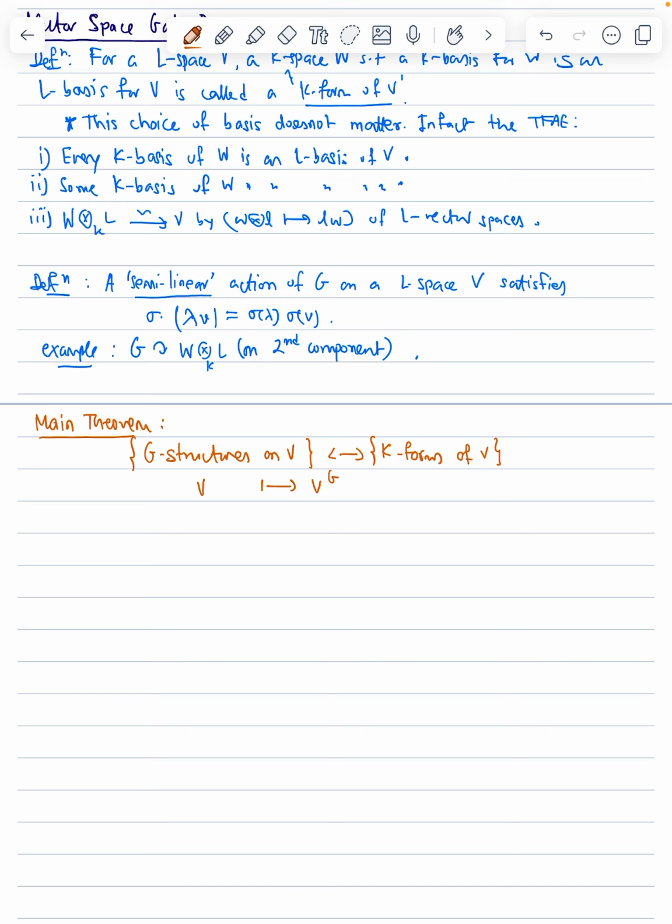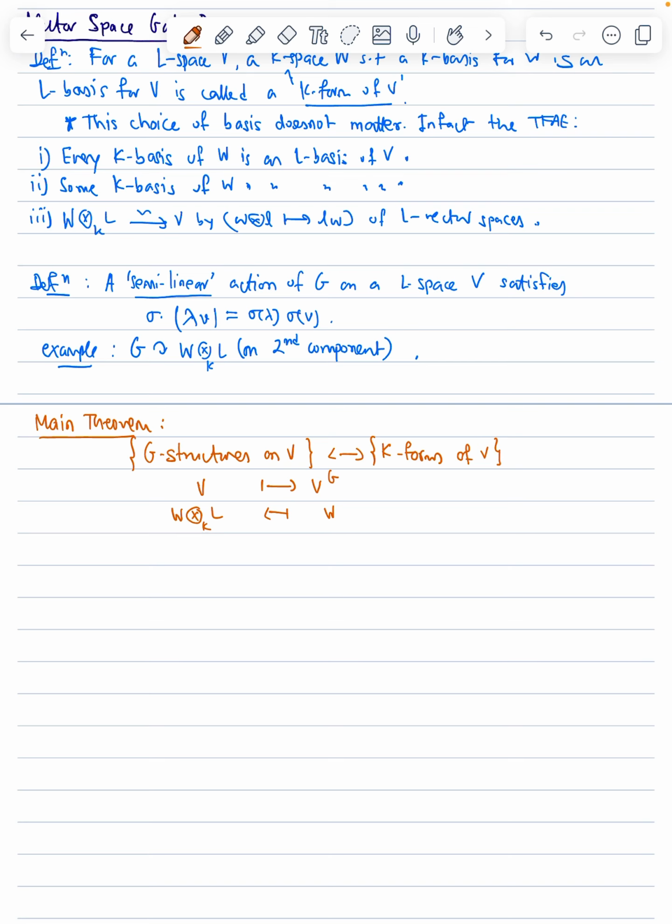invariant set. The opposite direction map is obvious, because if you have a K form W, you just send it to W tensor L. And here this W tensor L has a G structure, because by the previous example, you can act G on the second component. But to show this is a bijection, firstly we have to show a few more basic things, that this map is actually well defined.